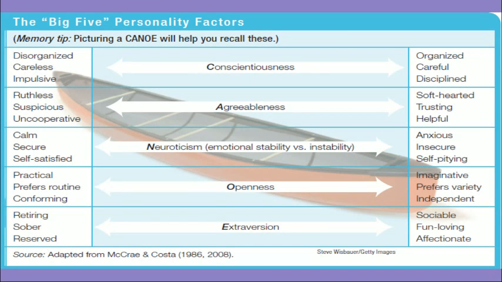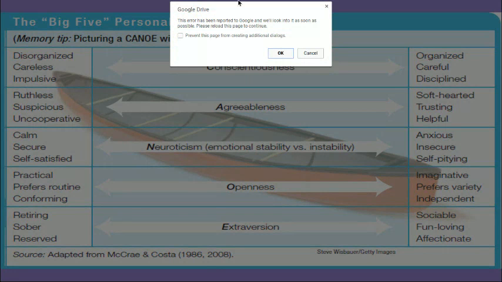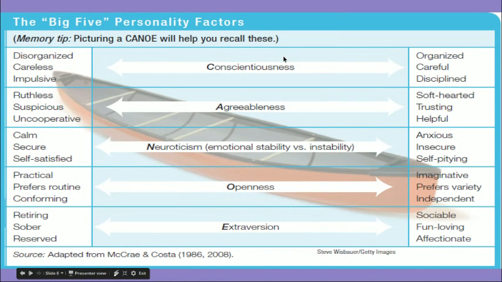Again, with your agreeableness, on the one side, you are ruthless, suspicious, and uncooperative with people. Then on the other end of the spectrum, if you are super agreeable, you are soft-hearted, trusting, and helpful. Then we come to neuroticism. This is your emotional stability. On one side of the spectrum, you are calm, secure, self-satisfied, and relaxed. On the other end of the spectrum is the idea that you are anxious, insecure, and self-pitying.